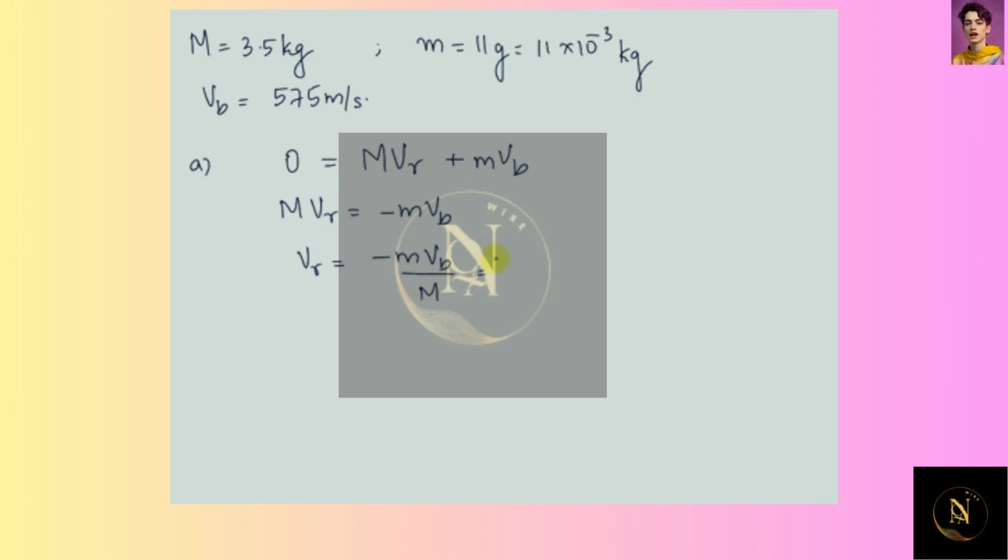Upon substituting the given values, minus 11 into 10 raised to minus 3 into 575 divided by 3.5. Thus, on solving this, the velocity of the rifle is obtained as minus 1.807 meters per second. This minus sign indicates that it is recoiling back.